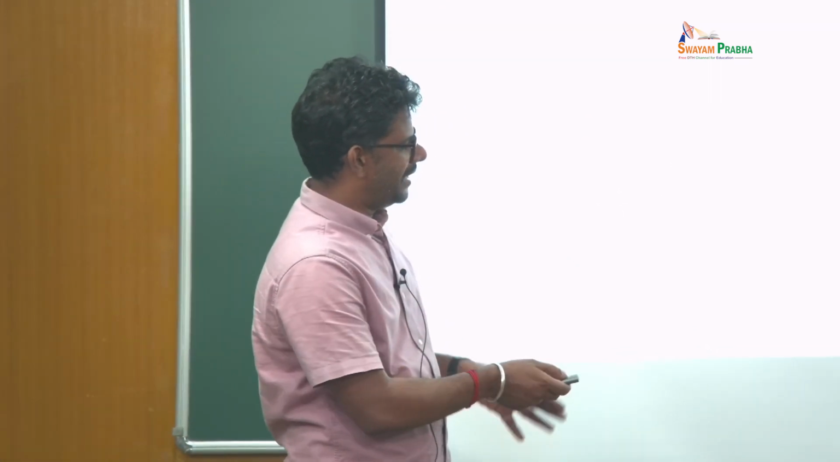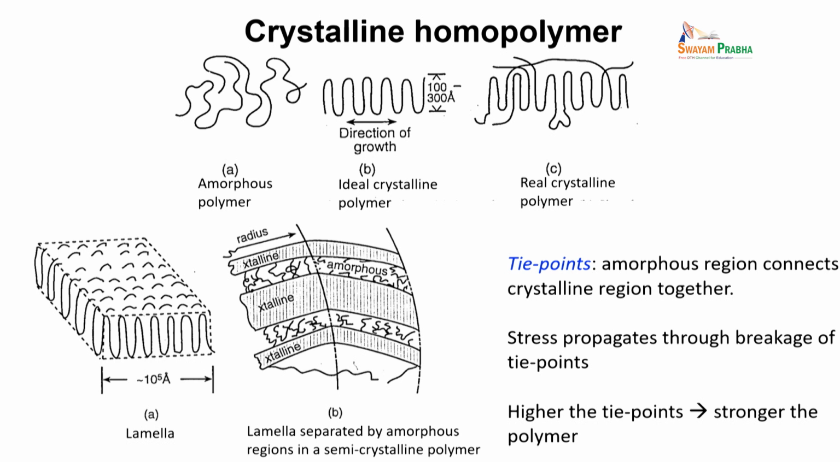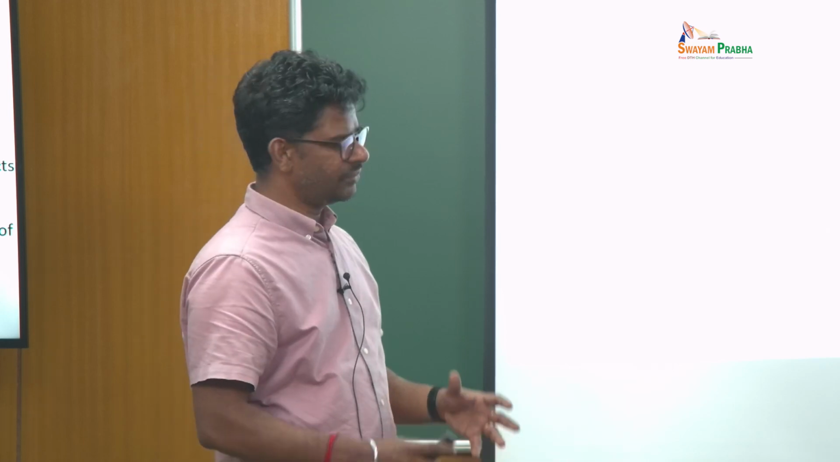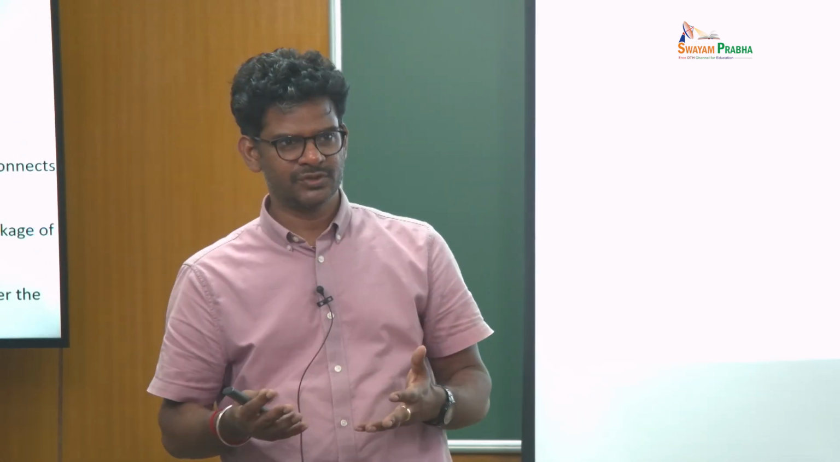Generally when we apply any stress or any sort of shear force, the tie points are the ones that are going to conduct this stress propagation. If you have a high number of tie points, you will make the polymer more rigid, more stiff. So this is how the microstructure of a crystalline polymer is going to look.